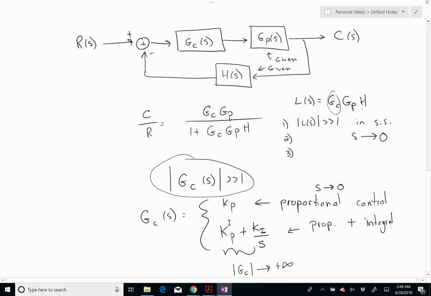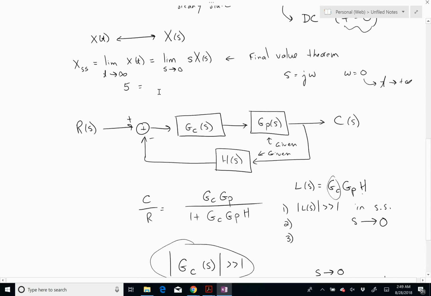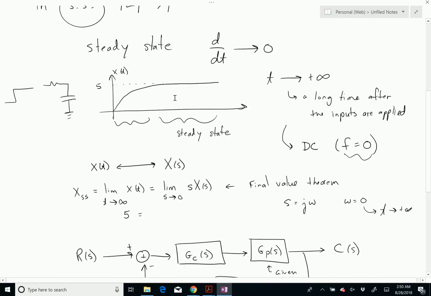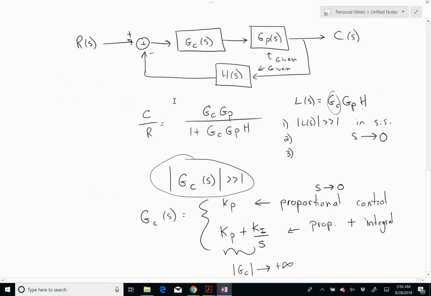There's an answer you should expect to get in the homework. All right, and what you should see is that as this G sub C gets bigger, like when I use this guy, I'm going to get closer to perfect results. So perfect command following, where C is equal to R. Perfect disturbance rejection, where the disturbance is perfectly rejected. All right, so that's what you guys need to think through in this homework.